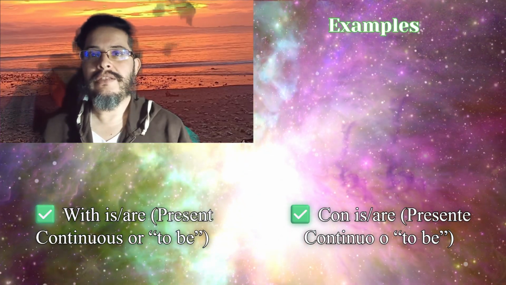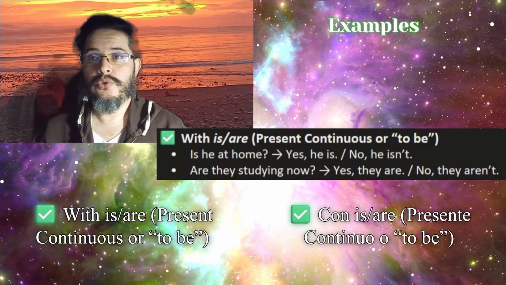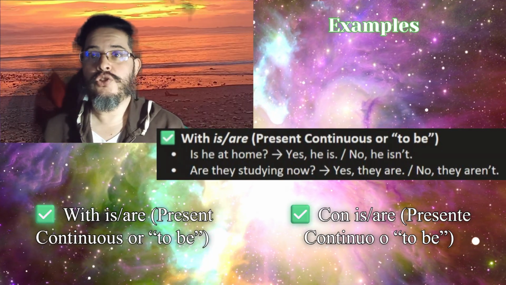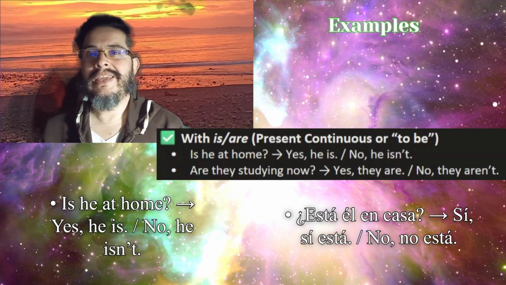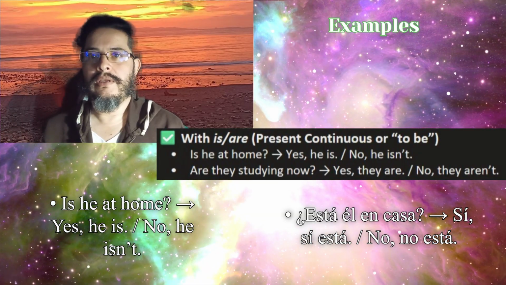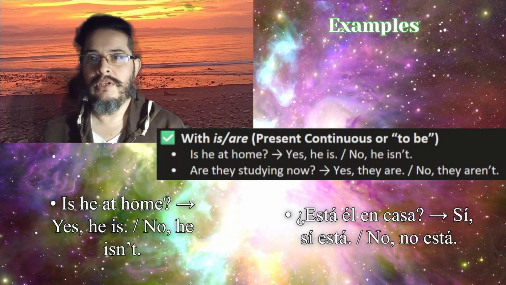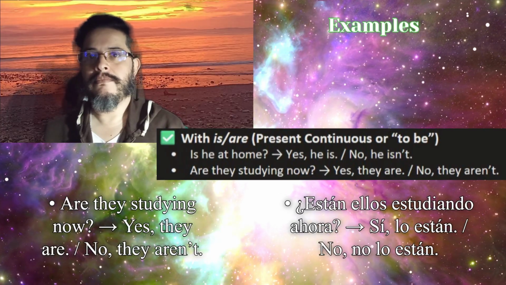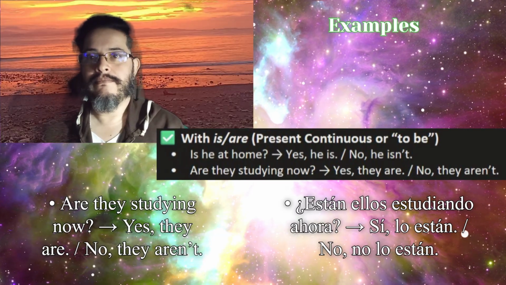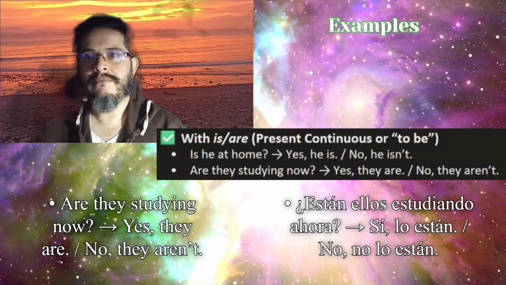Questions with is or are will become a present continuous. They can be also the to be. Is he at home? Yes, he is. No, he is not, or he isn't. Are they studying now? Yes, they are. No, they aren't, or they are not.